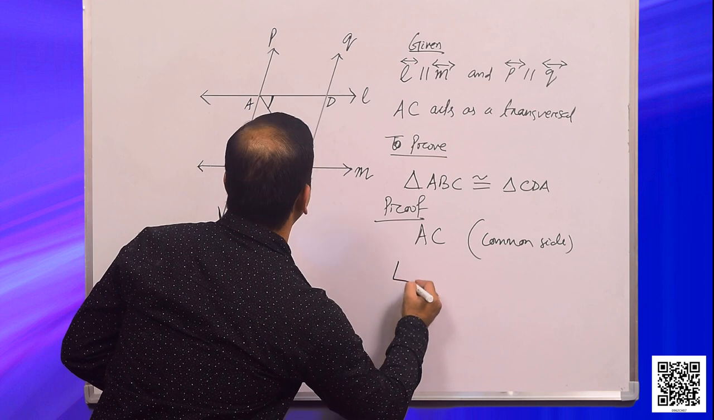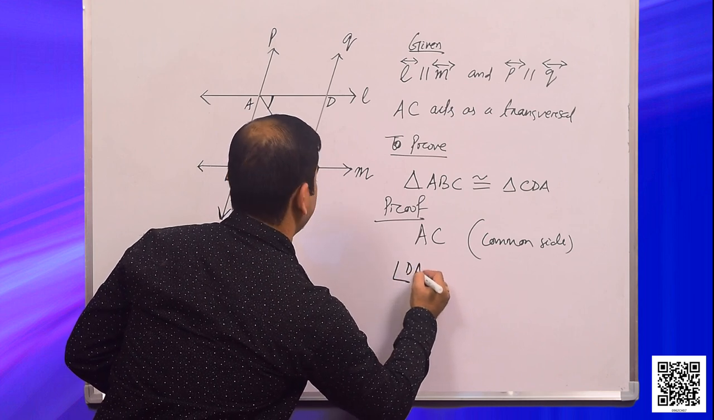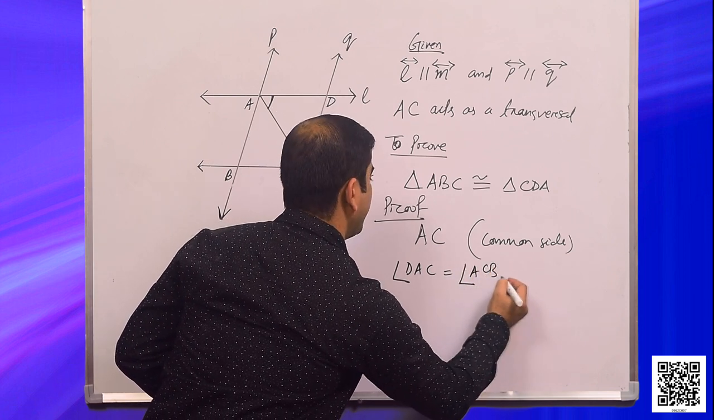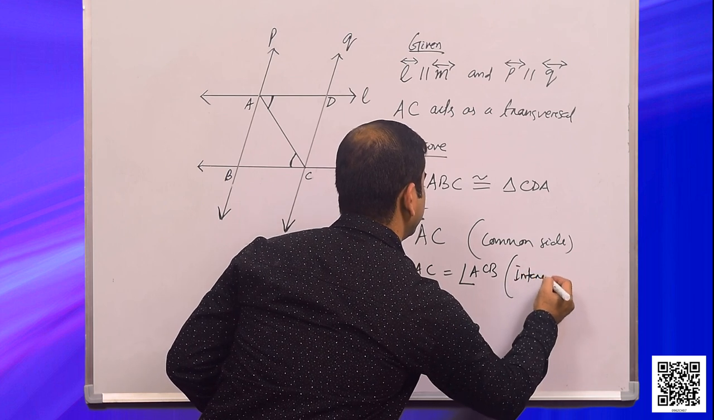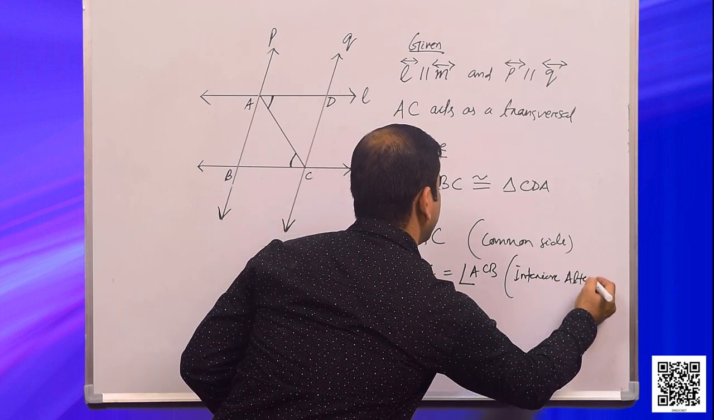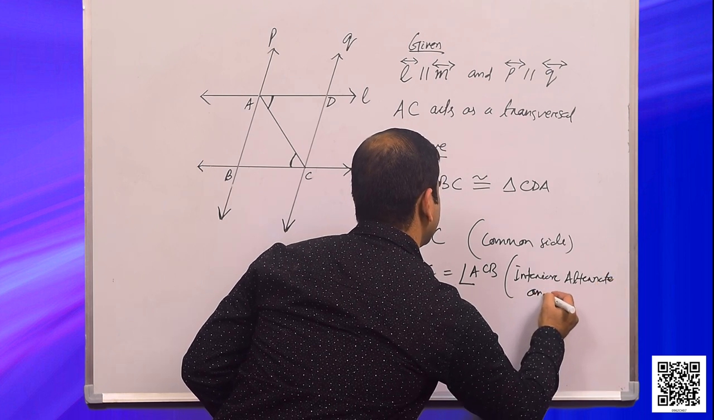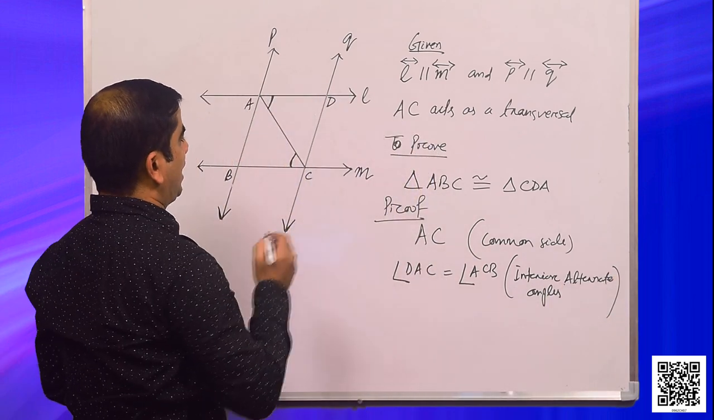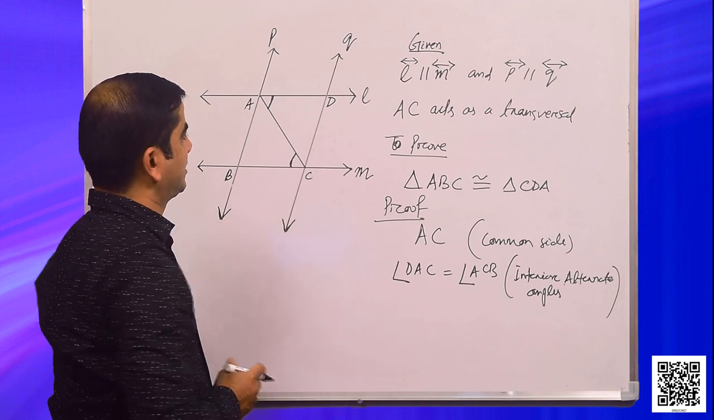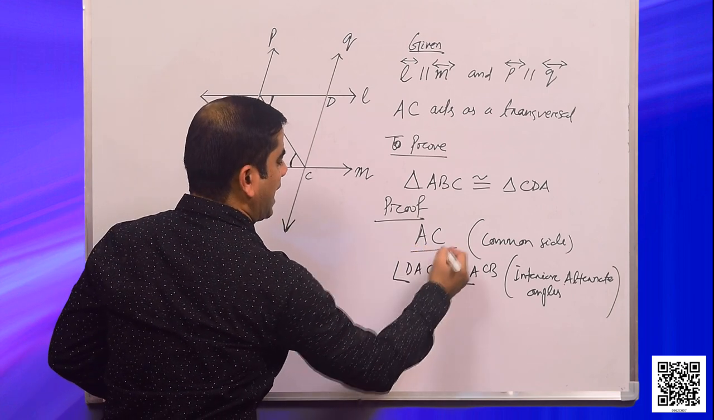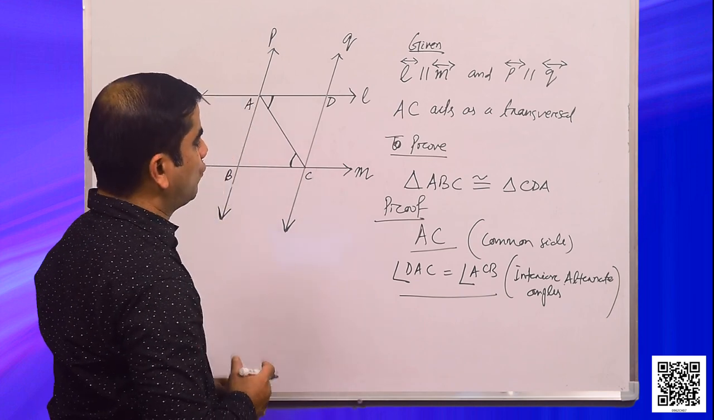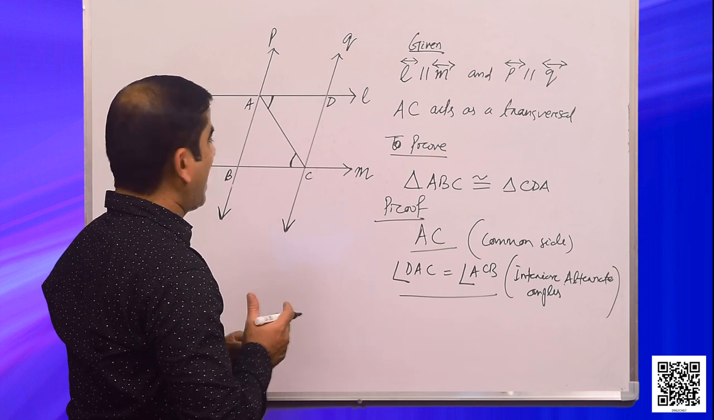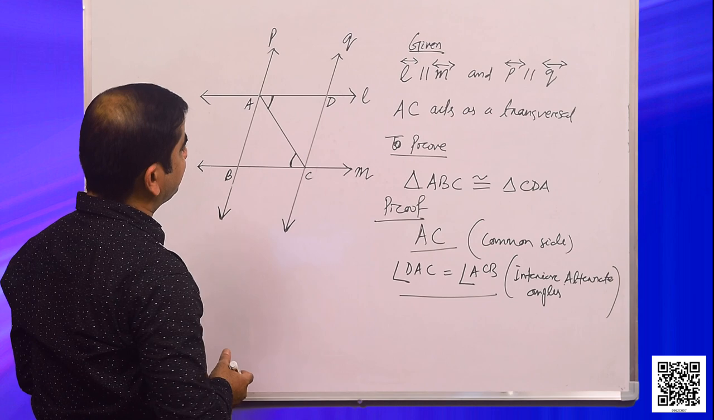So angle DAC is equal to angle ACB, interior alternate angles, isn't it? Because L is parallel to M and AC is the transversal. So we have got a side and a pair of equal angles. We need to find another pair of equal sides or another pair of equal angles. So, what else can we find?